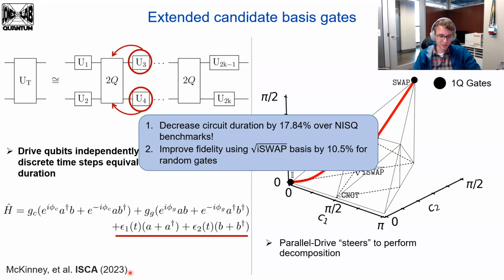So the main idea I want to highlight is that we were able to study the hardware in order to confidently say what basis gate is the best, which would be squared iSWAP. But then we wanted to try to do something to improve it. And in this case, it was parallel drive.